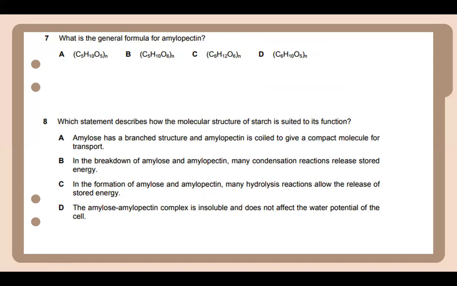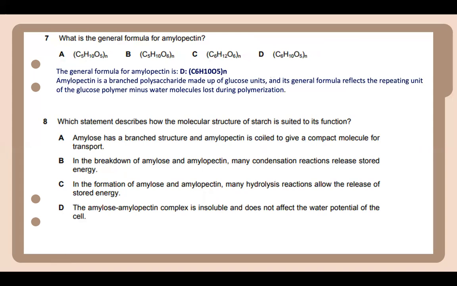What is the general formula for amylopectin? The general formula for amylopectin is C6H10O5. Amylopectin is a branched polysaccharide made up of glucose units, and its general formula reflects the repeating unit of a glucose polymer minus water molecules lost during polymerisation.